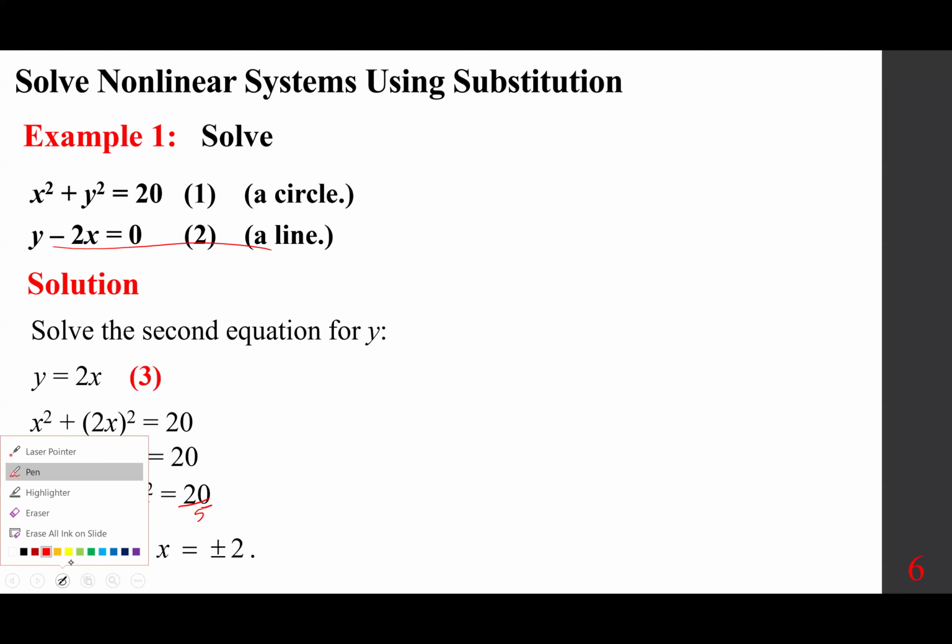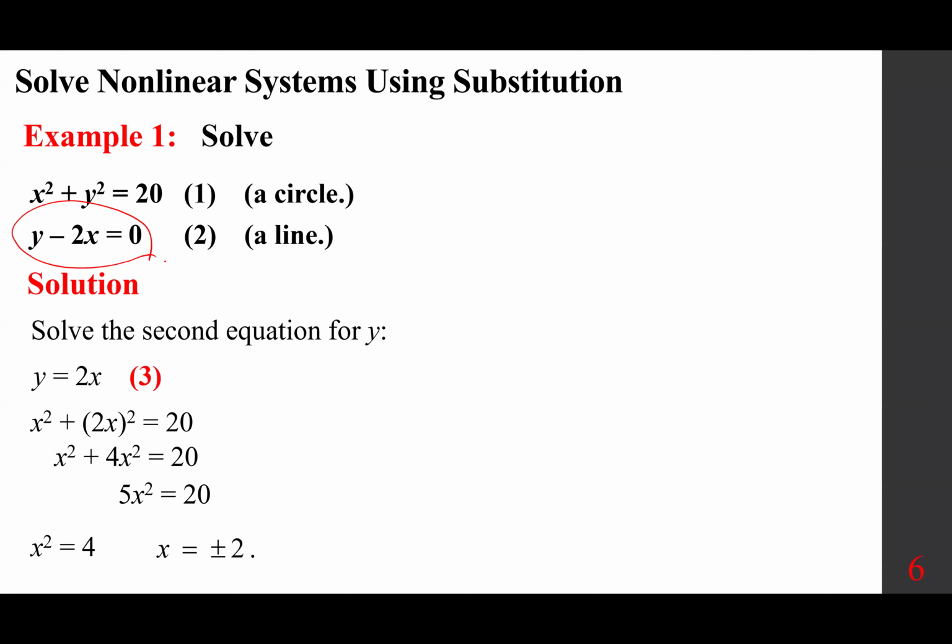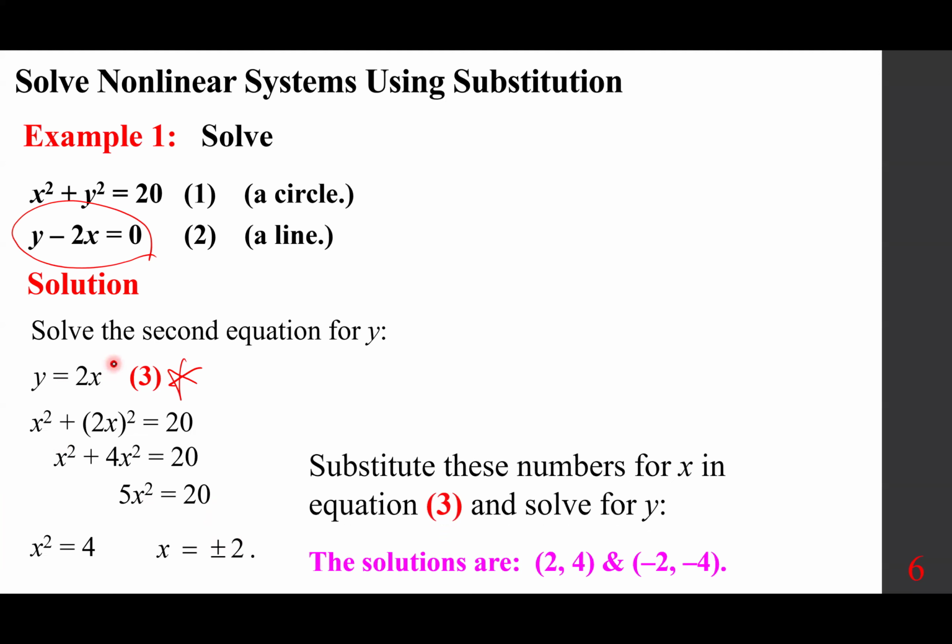Let me just erase my work. Into one of the original ones. Even if you put it here, it's fine, but you have to check it with the original one. So if I say y equals 2x, that means when it's 2, it's 4. When it's negative 2, it's negative 4. So 2 comma 4, negative 2 comma negative 4.